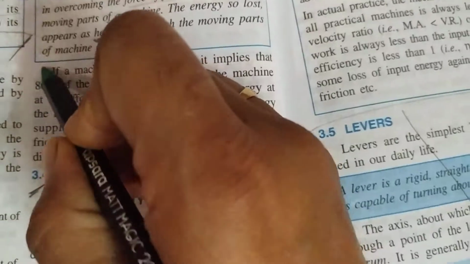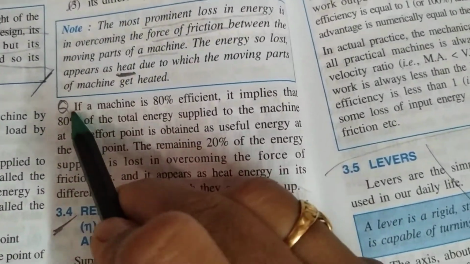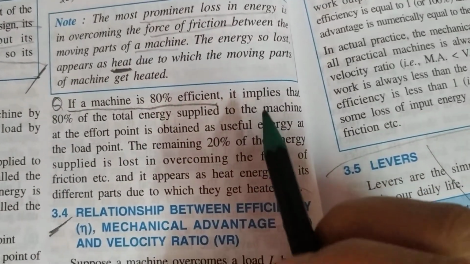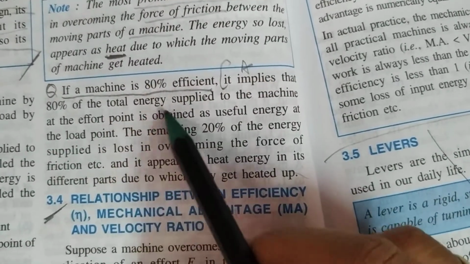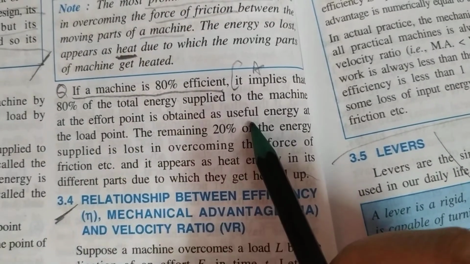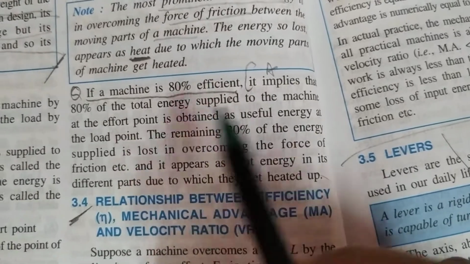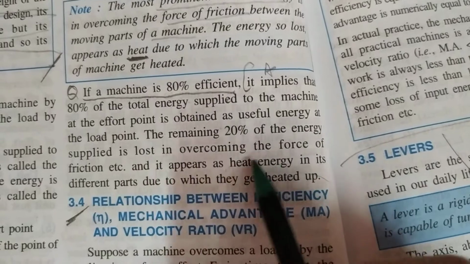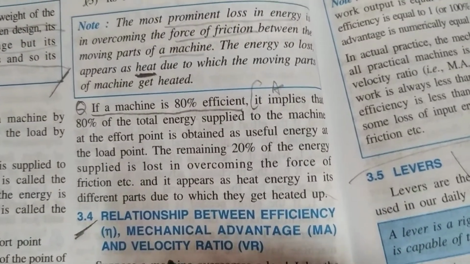Then comes the question that if a machine is 80% efficient, what does it mean? And if this statement is given, machine is 80% efficient, what does it mean? Then its answer lies here. It implies that 80% of the total energy supplied to the machine at the effort point is obtained as useful energy at the load point, and the remaining 20% supplied to it is lost in overcoming the friction or due to the weight of the moving parts.